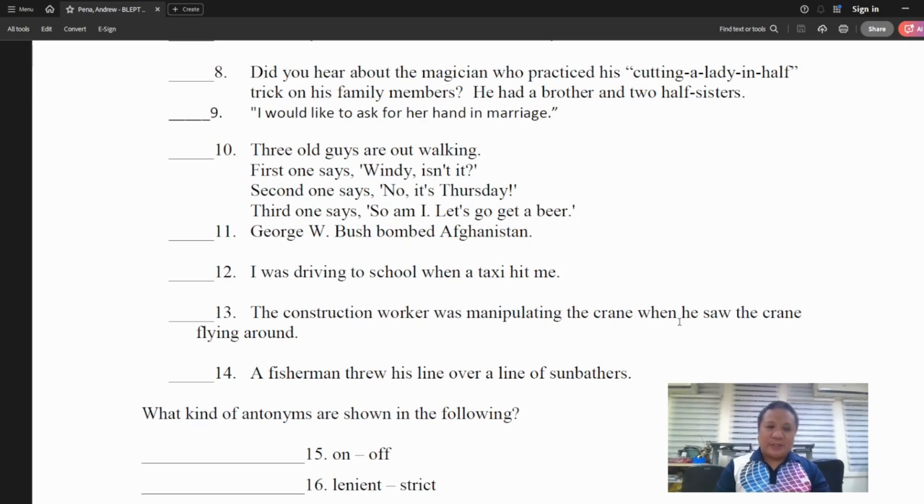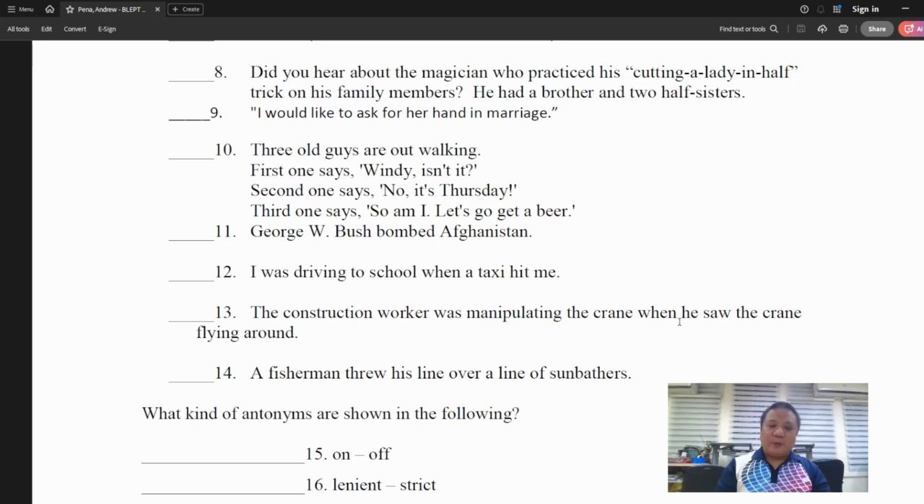Number 9, I would like to ask for her hand in marriage. Hand, a part, represents the whole person. That is E, synecdoche.